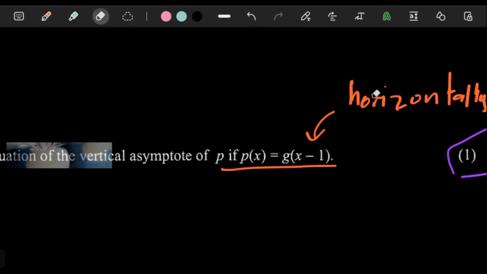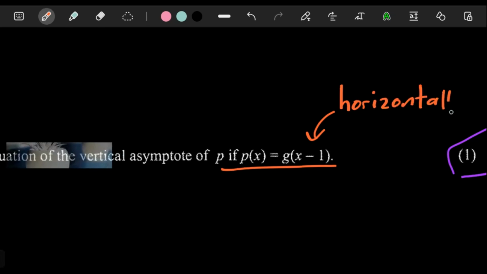Come on, bro, come on. Remove this thing. It has been moved horizontally. It has been moved horizontally, and specifically to the right, 1 unit.